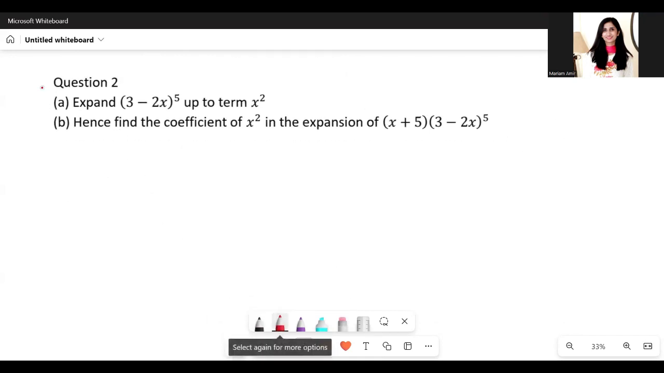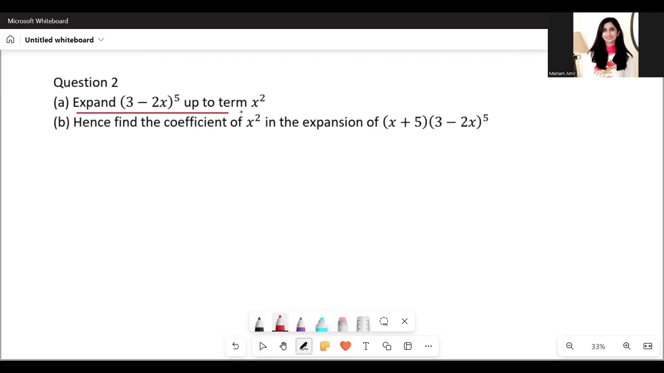Question number 2. Expand 3 minus 2x power 5 up to the term x squared. Now, they're not asking for a complete expansion. They're asking to expand till you get x squared. So no need to completely expand it. Okay, so let's apply the formula. Let me copy the formula for you again.